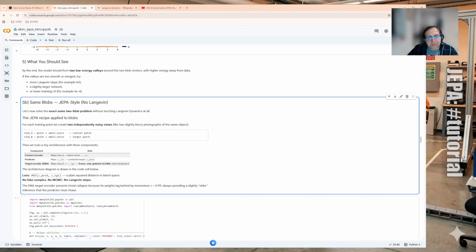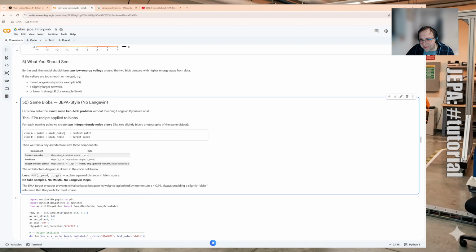Okay, so what do we do now? Let's go with the JEPA approach, right? We have the same data point, but we are going to use a different approach. Instead of generating the negative samples, we create two independently noisy copies of each training point. Let's call it the view of A: the original point plus a small noise, which in JEPA is called the context patch. And B is, well, I take the same point and add some noise. This is the target patch.